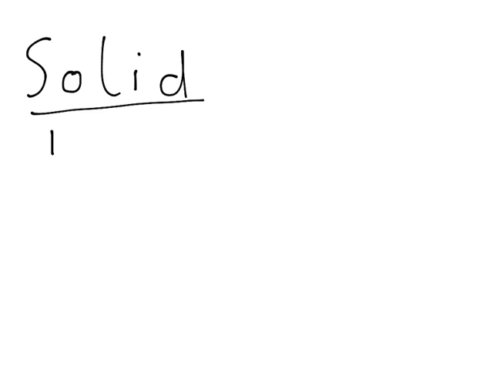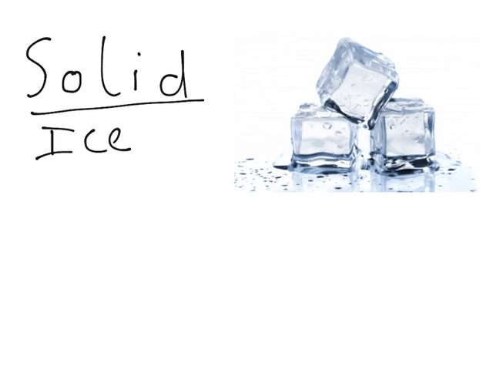So the first state is the solid state. I'm going to explain all three different states by using water, which, as you know, can be ice, liquid water we usually drink, and water vapor. So water as a solid is called ice. As you can see in the picture, ice has very relevant characteristics that are totally different from what liquids or gases usually look like.